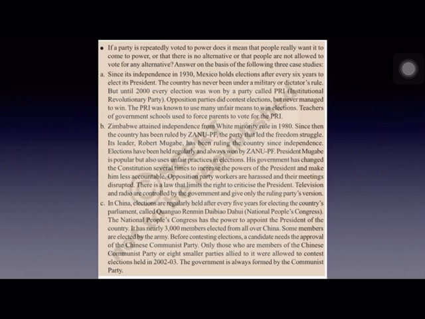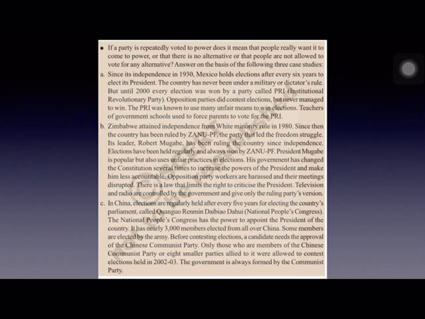China is a communist country. Elections are held regularly after every 5 years for electing the country's parliament. China's parliament is called the National People's Congress. This National People's Congress has the power to appoint the president of the country. It has nearly 3,000 members elected from all over China, and some members are elected by the army also.